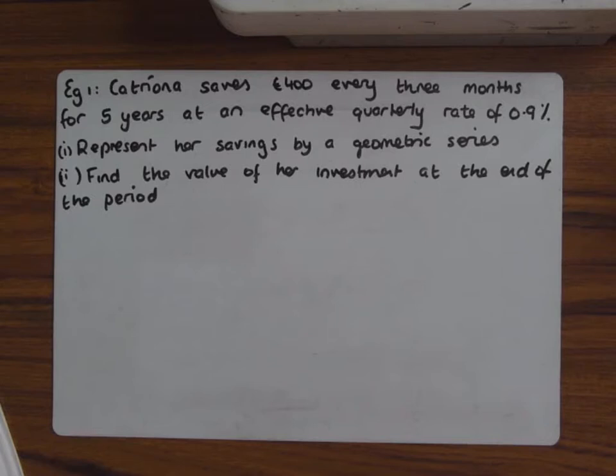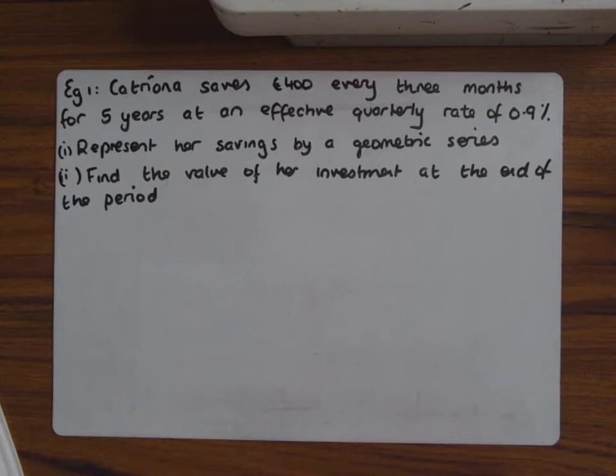Okay. So we need to take down a few things. She saves 400 every 3 months at an effective quarterly rate. Well, a quarterly rate is a quarter of a year. It's every 3 months. So you know that your time and your interest, they are in the same unit. So we are talking about quarterly or every 3 months. Okay? Now, she saves it for 5 years.